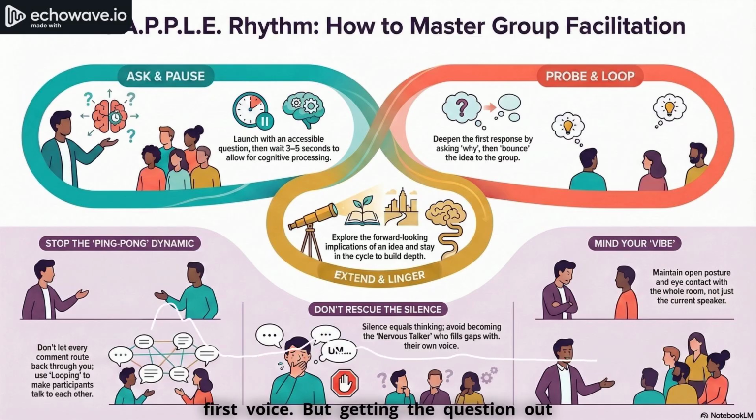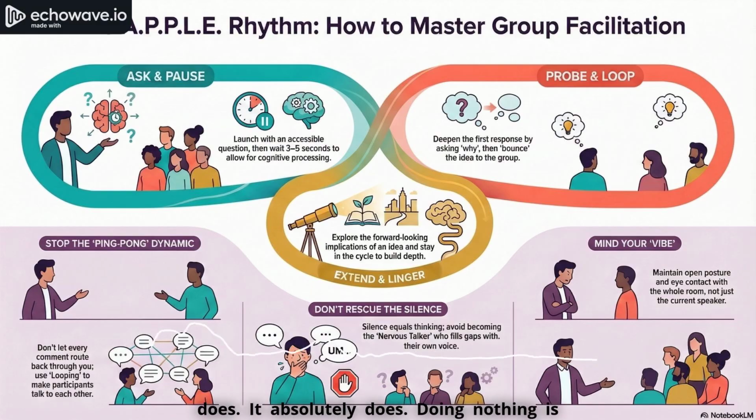But getting the question out of your mouth is only half the battle of the ignition phase, right? Right. The immediate next step, the pause, is where the real psychological warfare happens. Right. The instruction is to ask your question and then silently count for 3 to 5 seconds and do absolutely nothing. Okay, wait. I have to push back on this a little bit. Because from personal experience, 5 seconds of silence when a whole room of people is just staring at you feels like an absolute eternity.